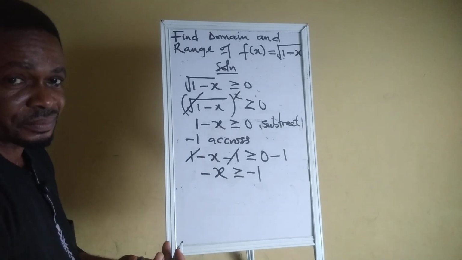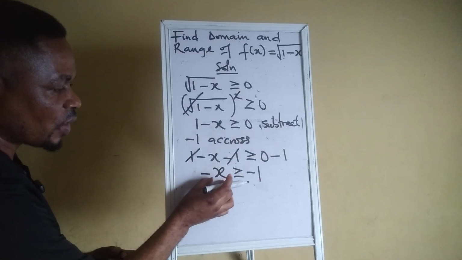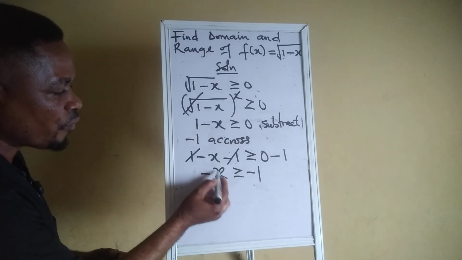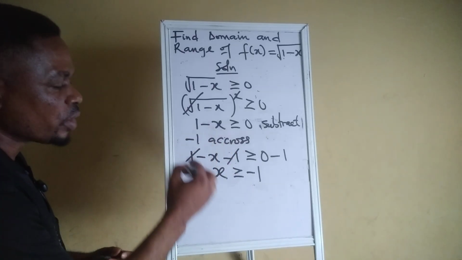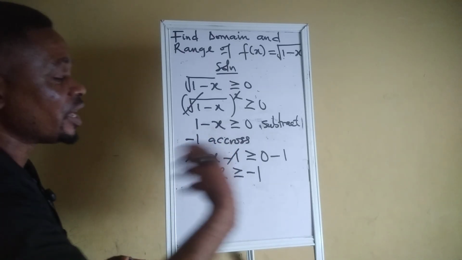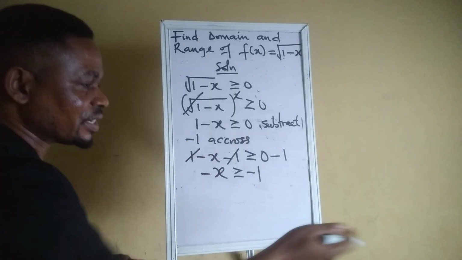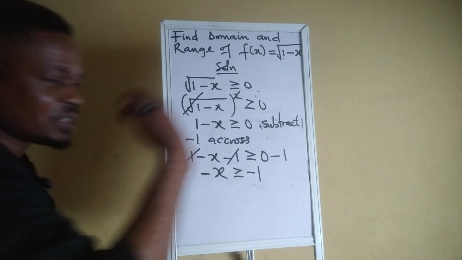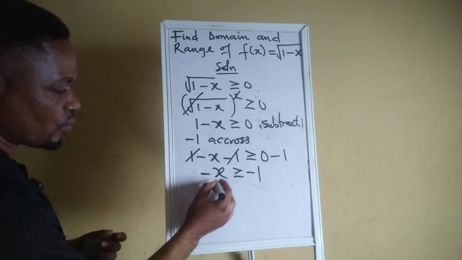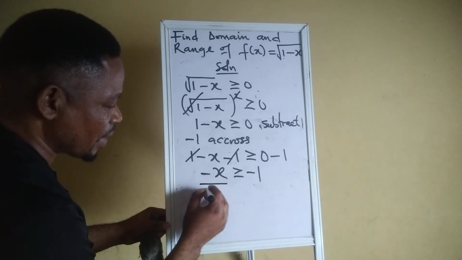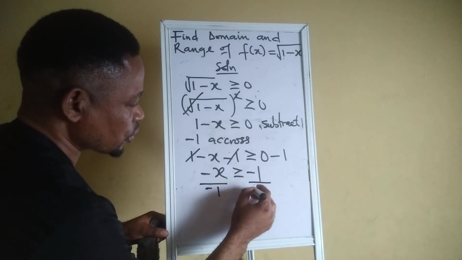It is minus 1. Now, if you want to make x the subject, the law is that when the coefficient of x under inequality is minus, and you are going to divide, the sign of the inequality will change. If it is greater, it will change to less. If it is less, it will change to greater. Now let's go. What's the coefficient here? Minus 1. I will now divide both sides by minus 1.